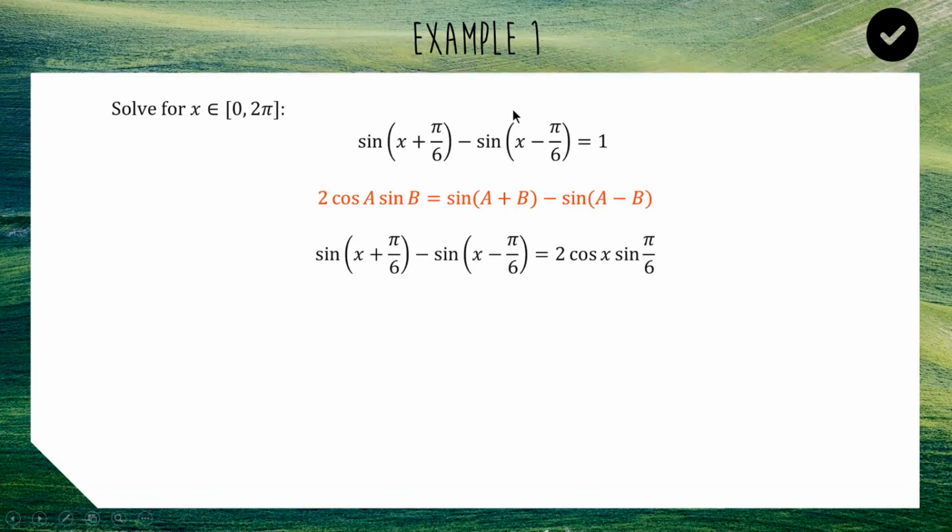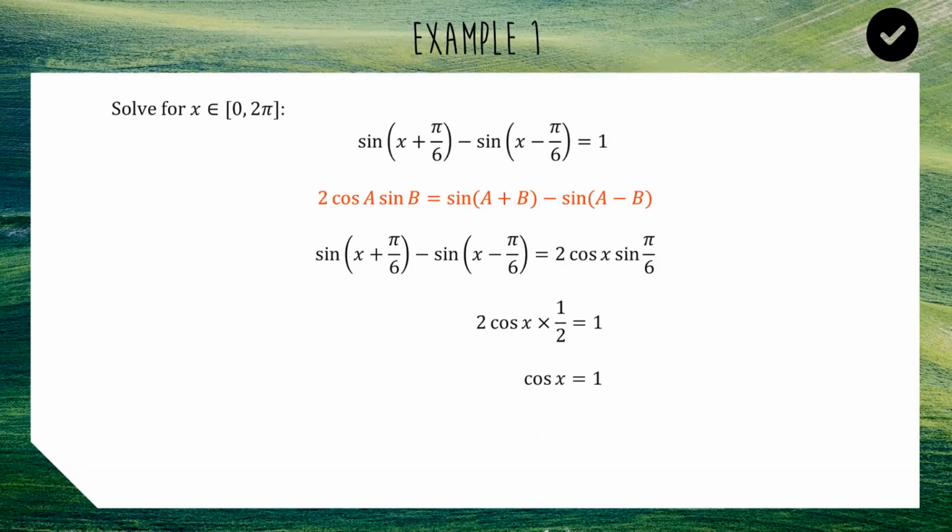So now we'll change the left-hand side of the equation to that, and we'll set it equal to 1. And now we can solve this, because now there's only one unknown term. Sine of pi on 6 is, of course, just a half. Sine of 30 degrees is a half, which is very convenient because 2 times a half is just 1. So you end up with just cos x equal to 1.